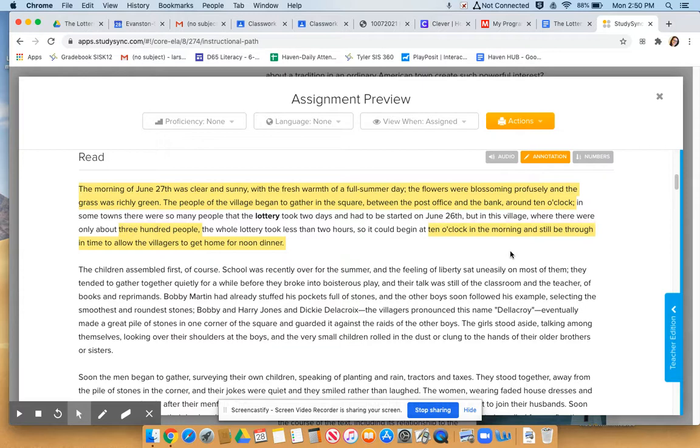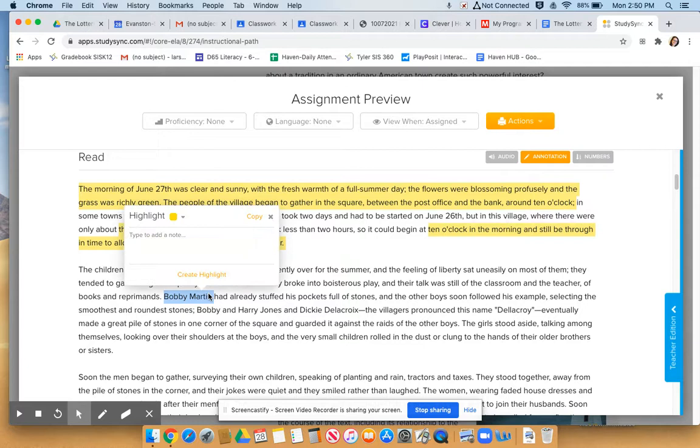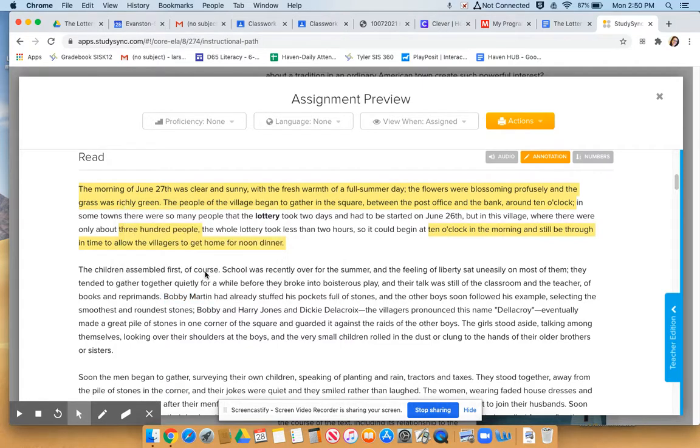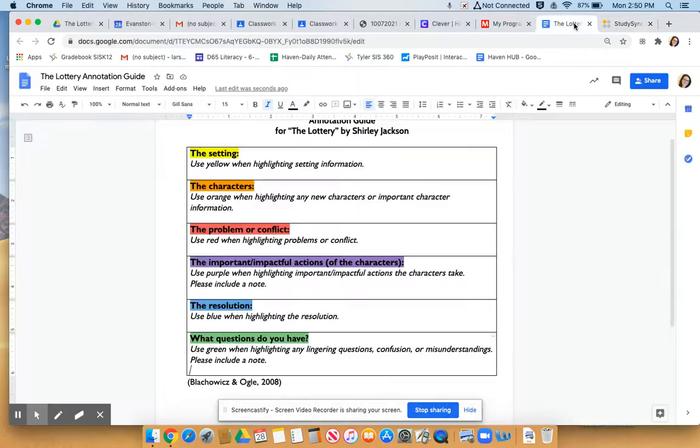Sometimes I like to do annotation this way. I like to read a whole paragraph and then go back in. So I'm seeing some important information, like this is a character introduction, and I remember from my annotation guide that if I'm introduced to a new character, I want to make that orange. So I'm going to create that highlight. And then I'm also going to ask myself, is there any important information if I go to my annotation guide?